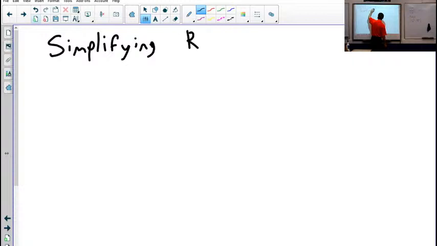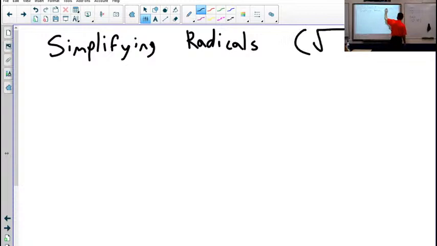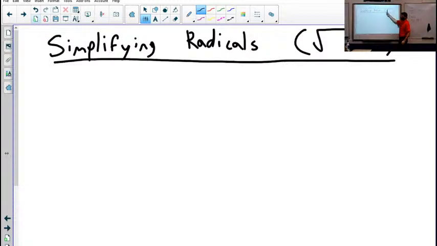Let's talk about simplifying radicals. So when I say radical, I'm talking about this symbol right here, this square root symbol. So if I talk about something inside the radical or simplifying the radical, I'm talking about the symbol that you use when you write a square root. That's a radical. And let's start with an easy example here. First example. Square root of 12. I want to simplify square root of 12.